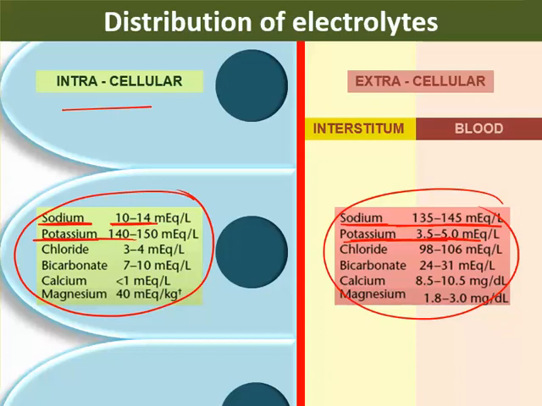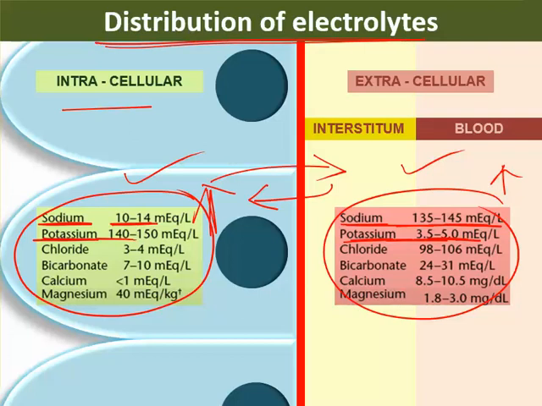This balance should be maintained. If it is lost, then automatically fluid exchange happens. If any alteration happens in the electrolytes, the fluid shifts from inside to outside or outside to inside. There should not be any imbalance. For example, if sodium is increased outside, then the fluid comes out. If the sodium is getting more inside, then the fluid goes inside. This is how the distribution of electrolytes plays a role in the exchange of fluids.